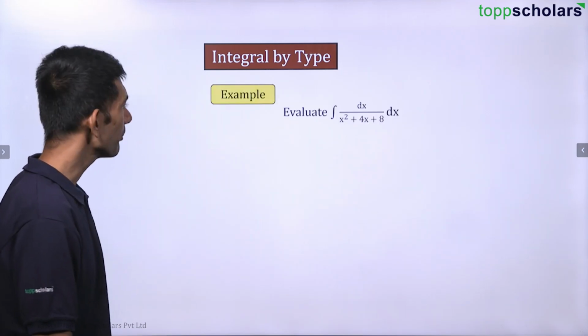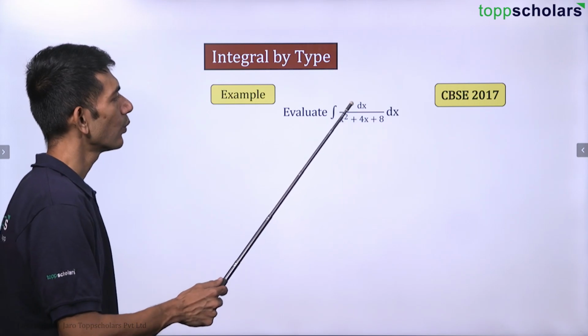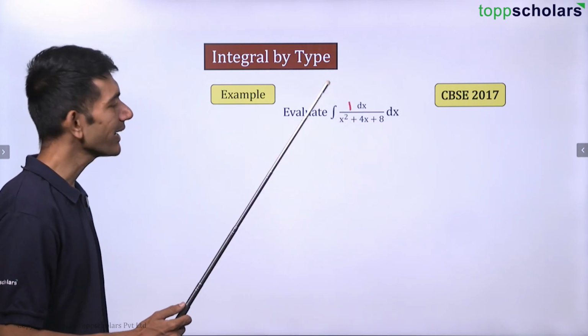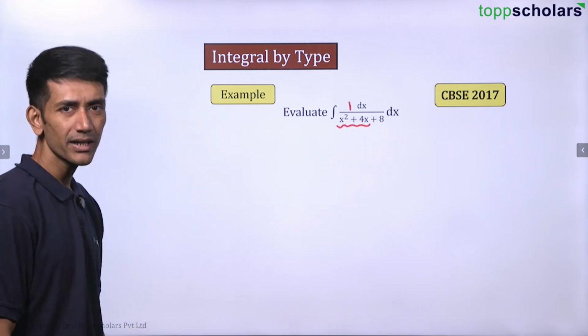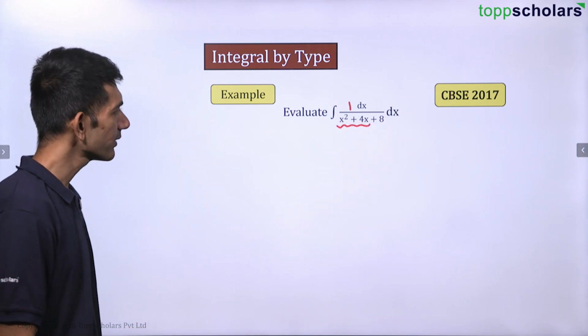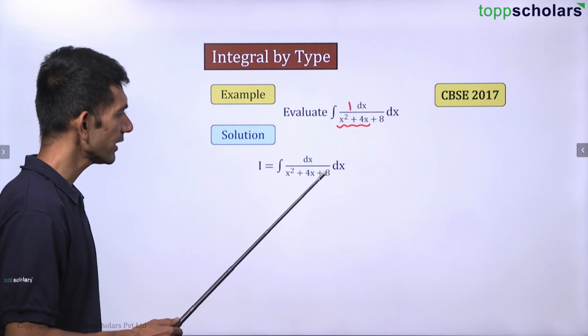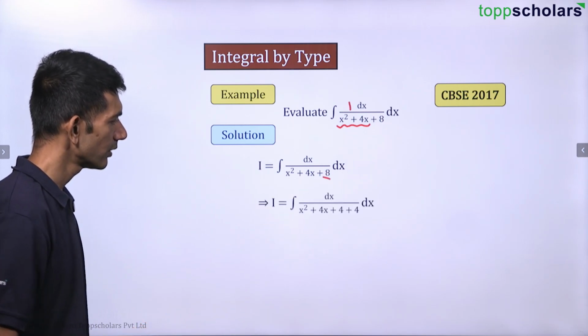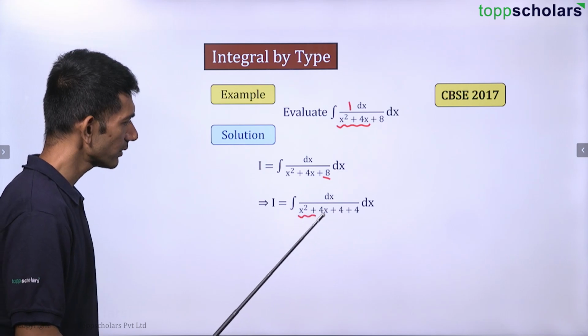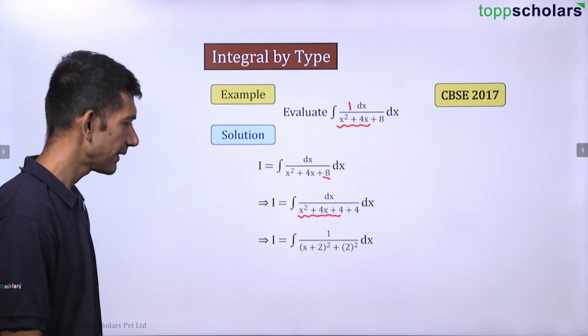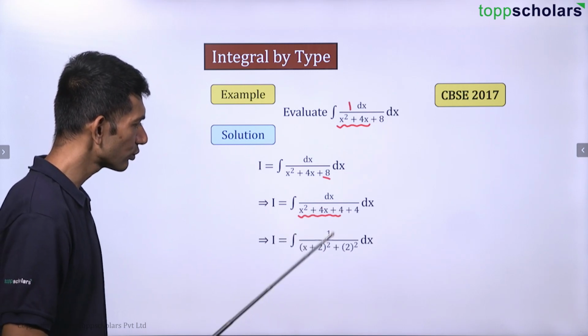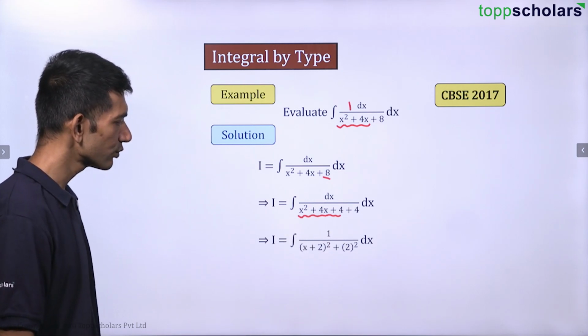Now let us see a new example. It says integration of 1 by x square plus 4x plus 8. Now we have x square plus 4x. 8 can be written as 4 plus 4, isn't it? This 8 you can write as 4 plus 4. Now this is the perfect square, that is x plus 2 the whole square. Let us do that. So this is x plus 2 the whole square plus this is 2 square.